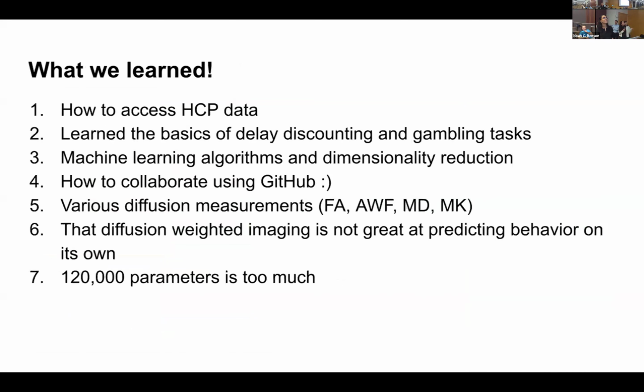We learned a lot though. We learned how to access HCP data, basics of delay discounting tasks and everything. Got really good at pushing and merging on GitHub with our large team, and that diffusion-weighted imaging is not great at predicting behavior on its own. Good to know, and that 120,000 parameters is just too much.